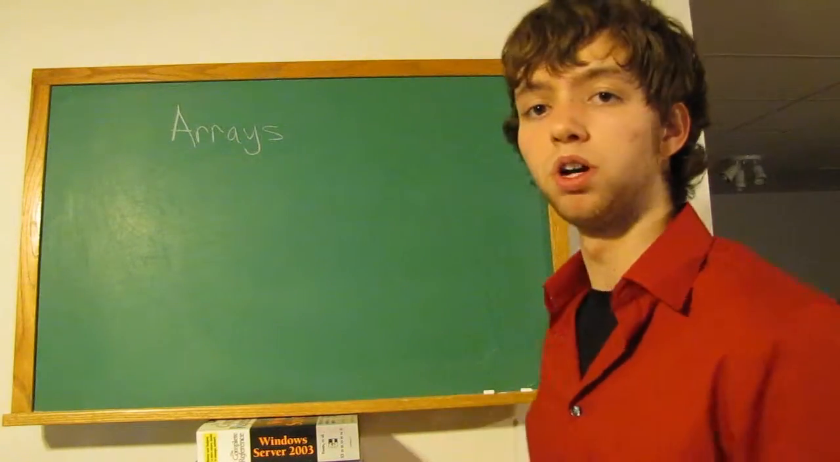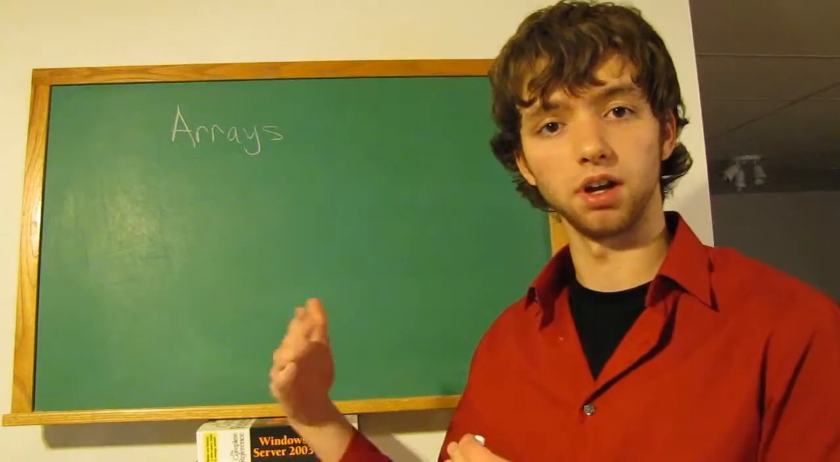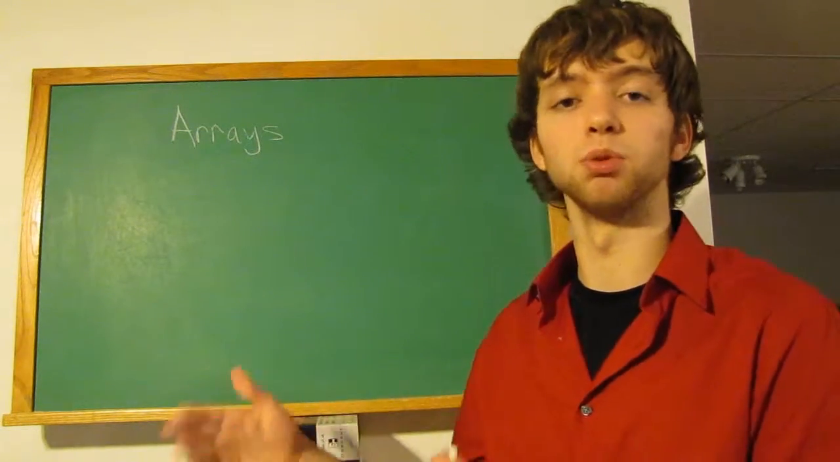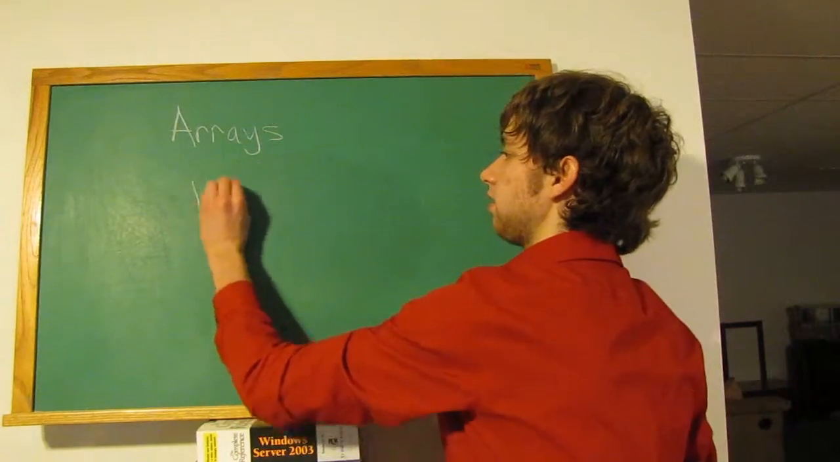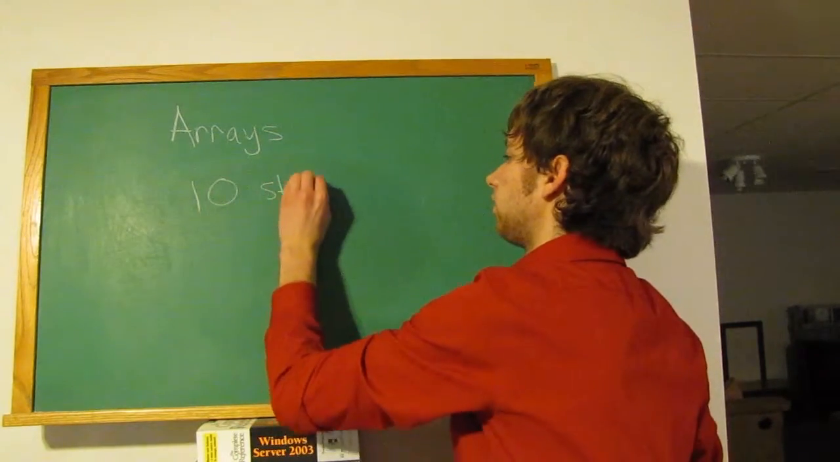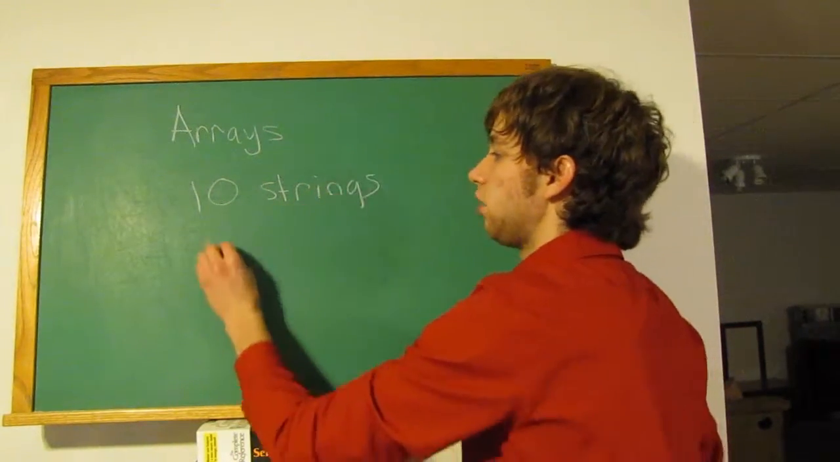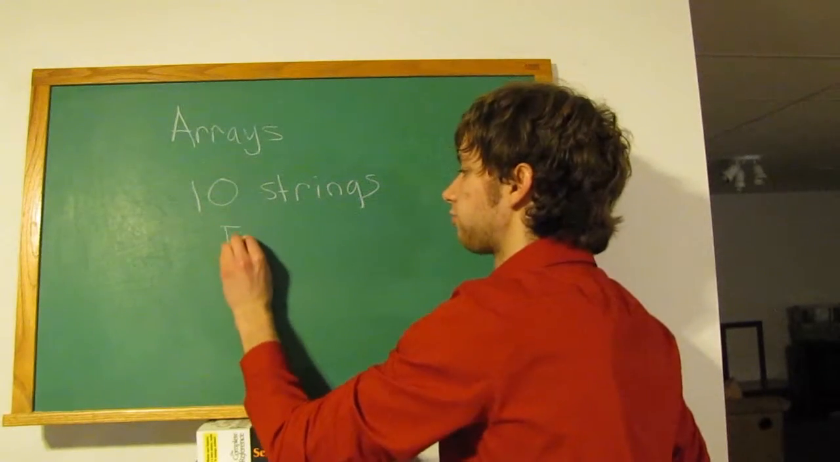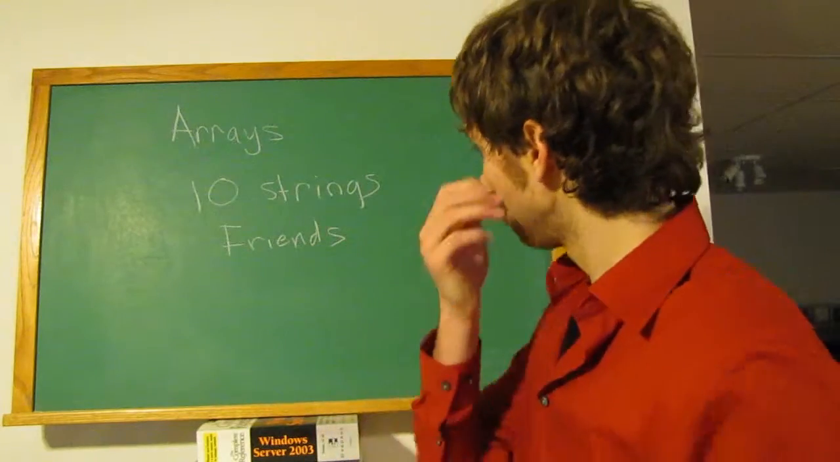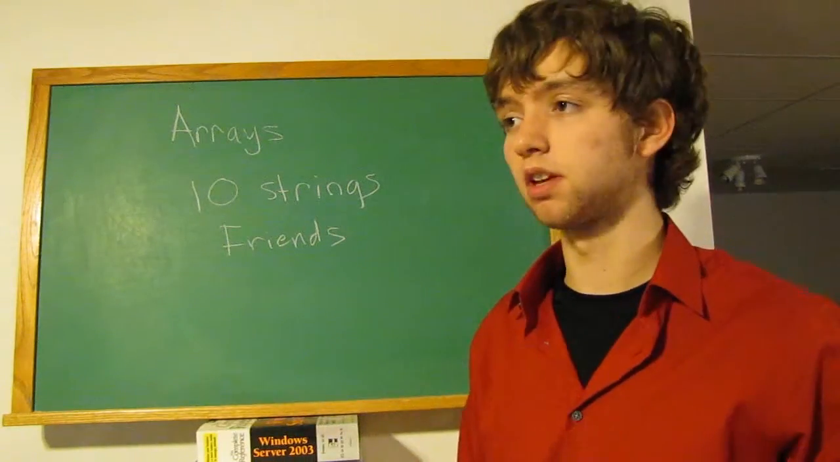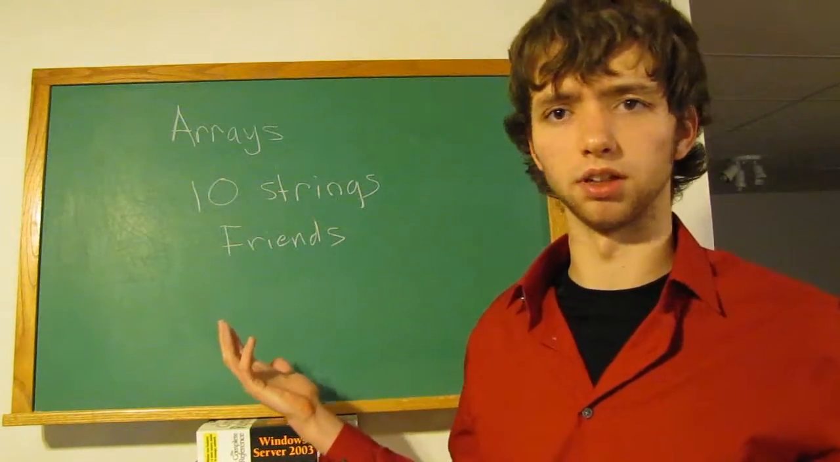So, for example, an array often carries a list of similar pieces of data. So, for example, 10 strings. These strings may all be titled friends. And then within this array, we have this list of 10 friends.